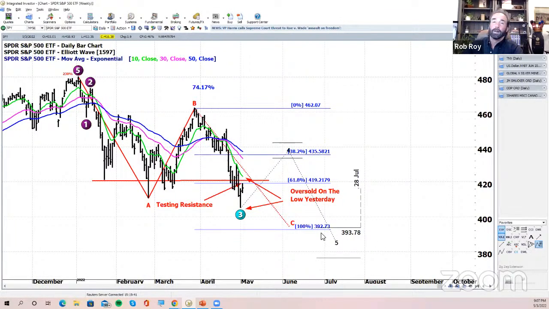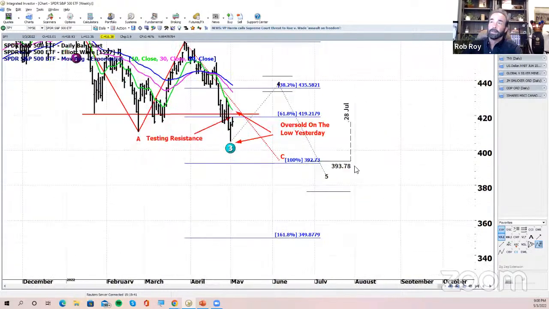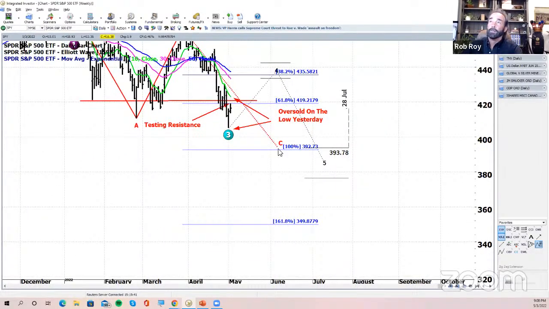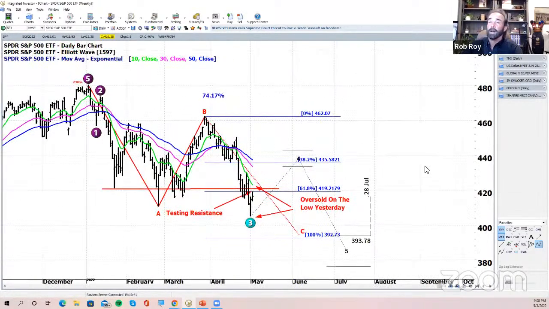So that would be an area where the market could look for support. If it doesn't find support, then it starts getting pretty ugly. If we start to look to see 161.8% extension to the downside, but we're a long way from that. We haven't even hit the 100% extension yet. And as I said, a lot depends on what happens tomorrow.